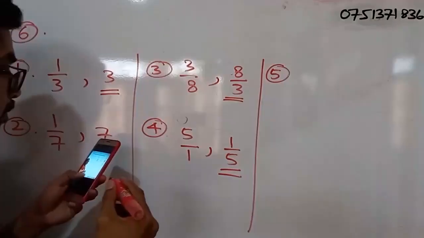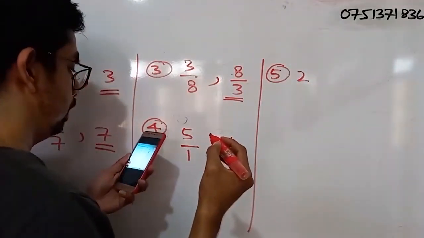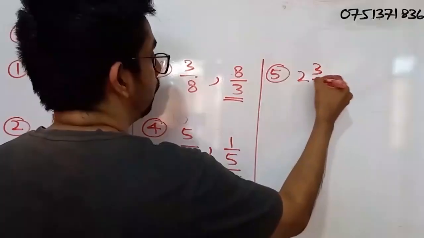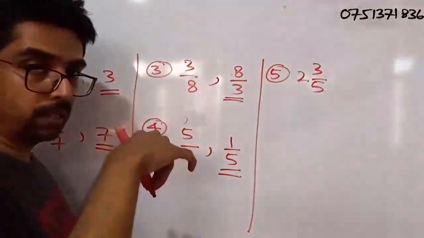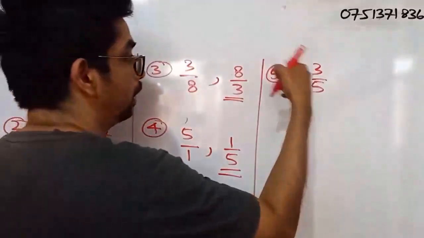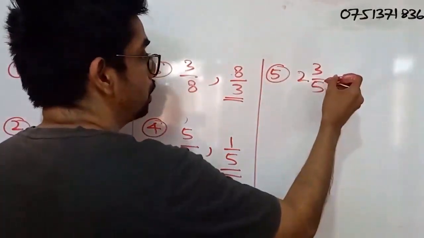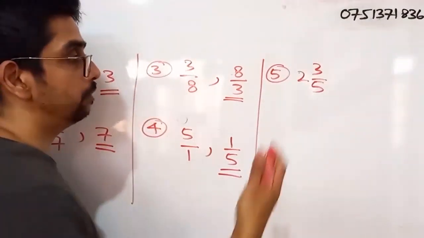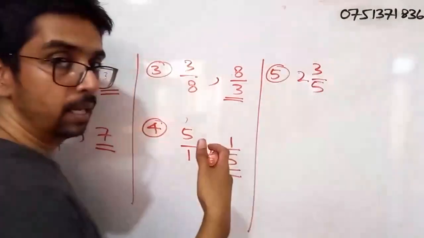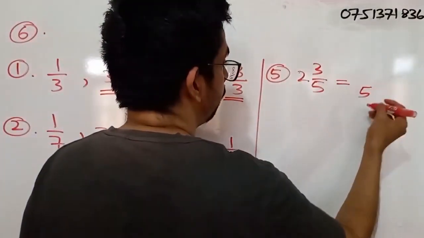Part 5. So I have 2 and 3 by 5. So this is a mixed fraction. So in the question they are asking to write the reciprocal of the given fractions. So this is a mixed fraction. So before we do any further simplification, we have to convert this into what? Improper fraction. So the denominator will be 5.